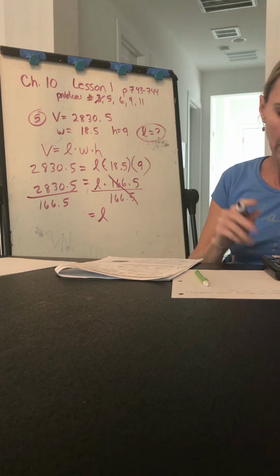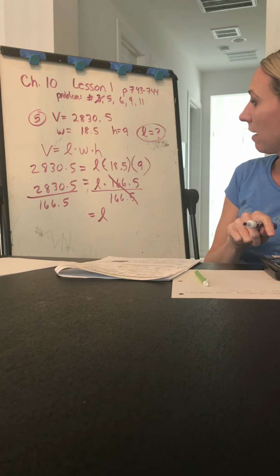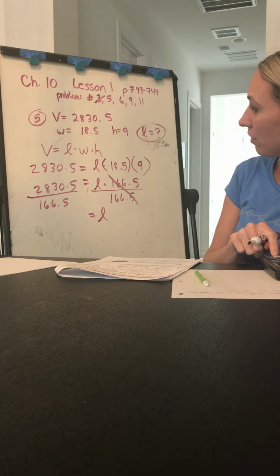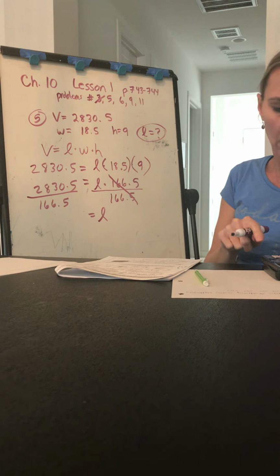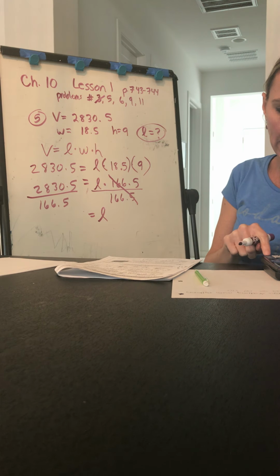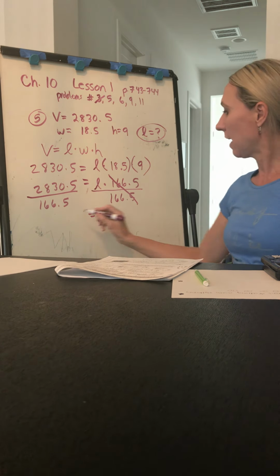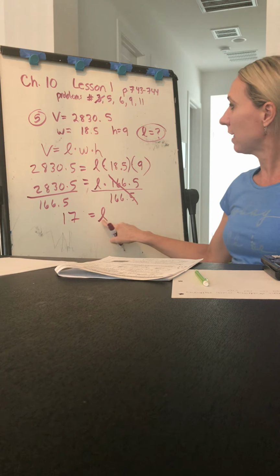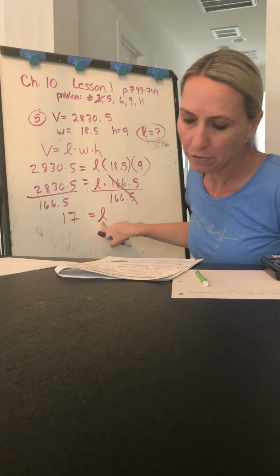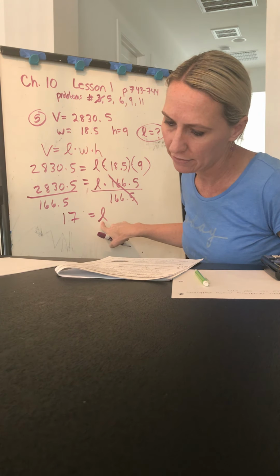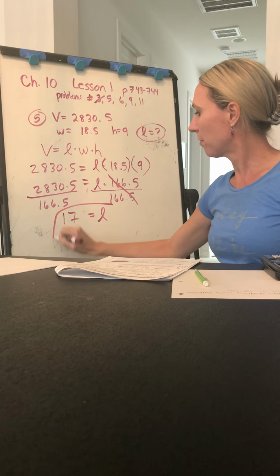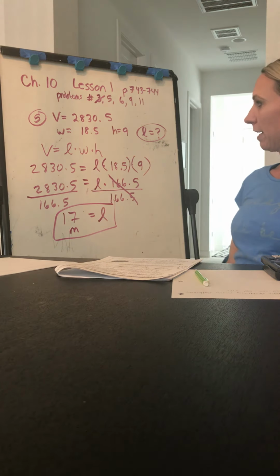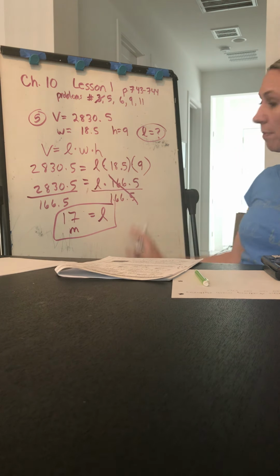So I'm going to put 2,830.5 divided by 166.5. Then I hit equals, and I get 17. Now this is length, so I'm going to go back to my problem. And it's in meters, so it's just meters. Remember, volumes would be meters cubed. Okay? There's your answer. Your work should look something like that.